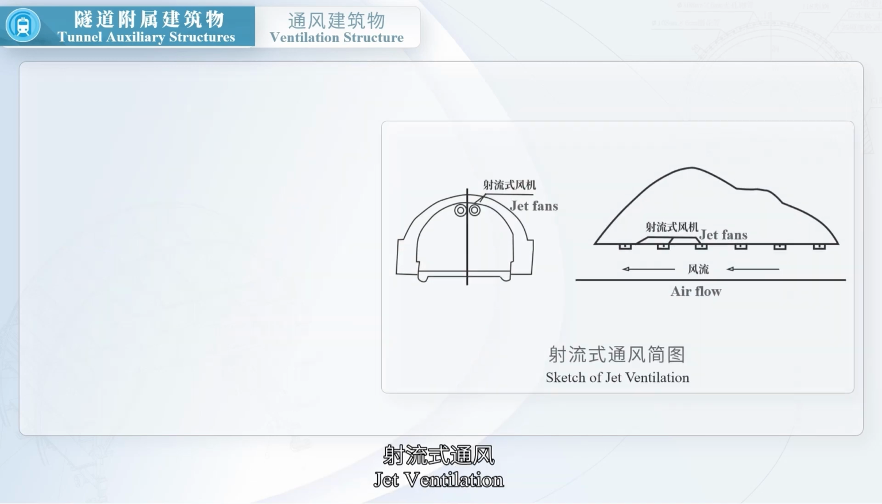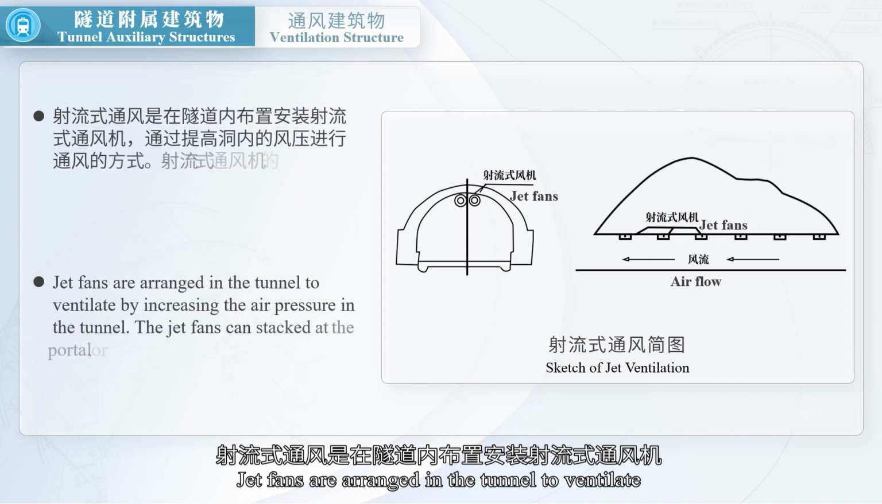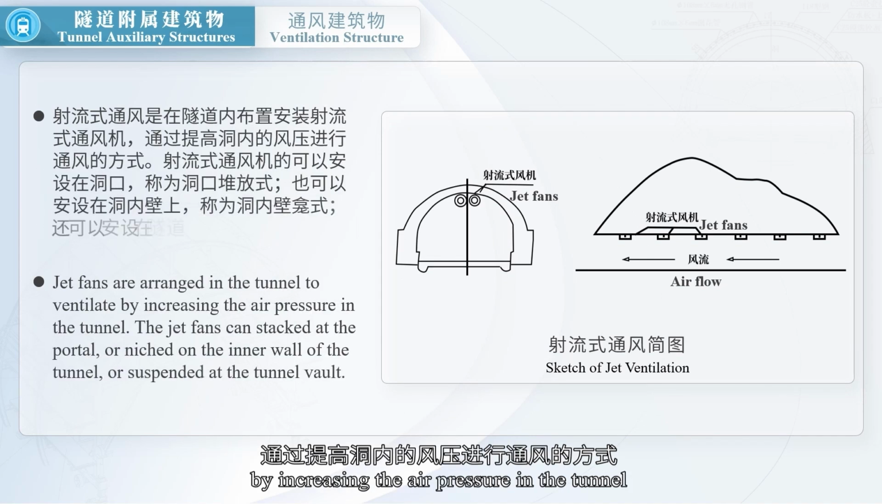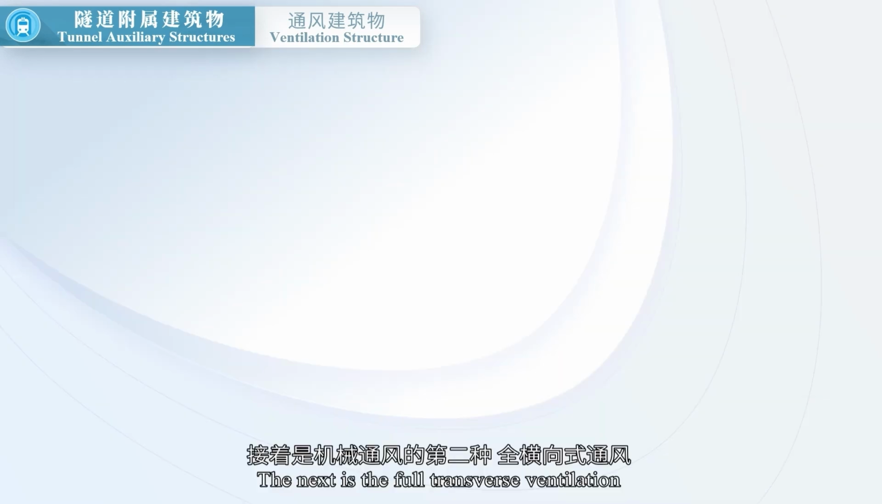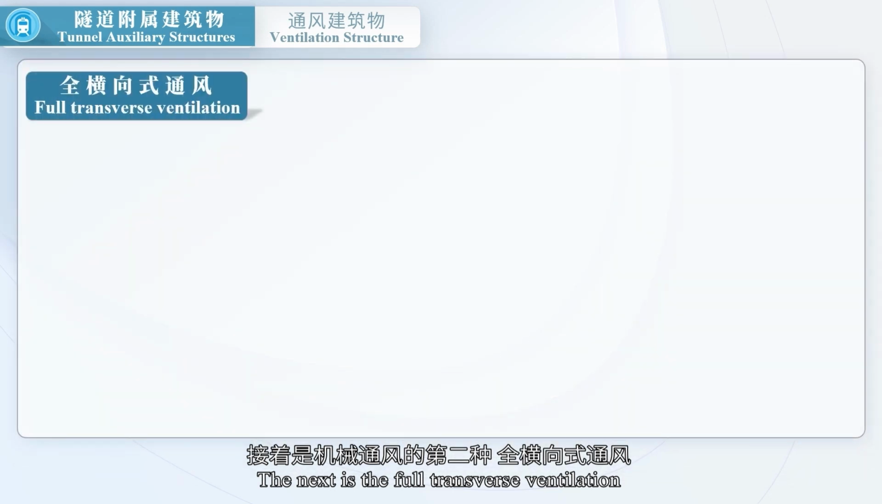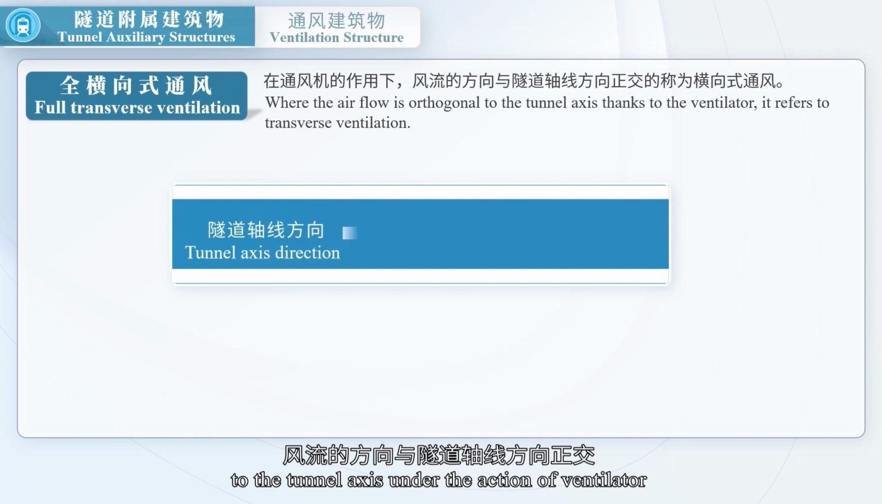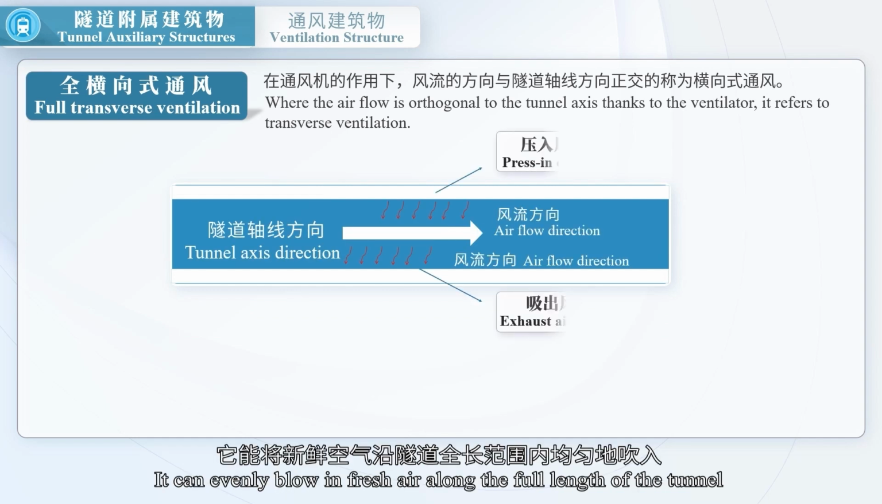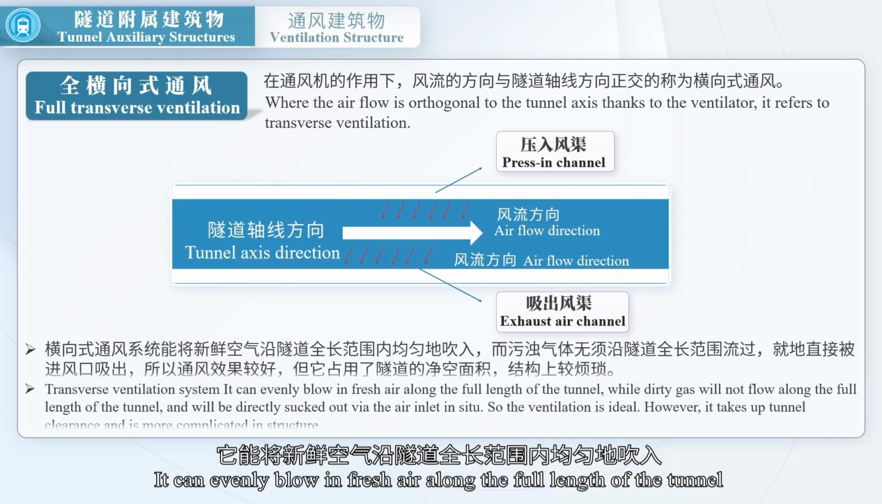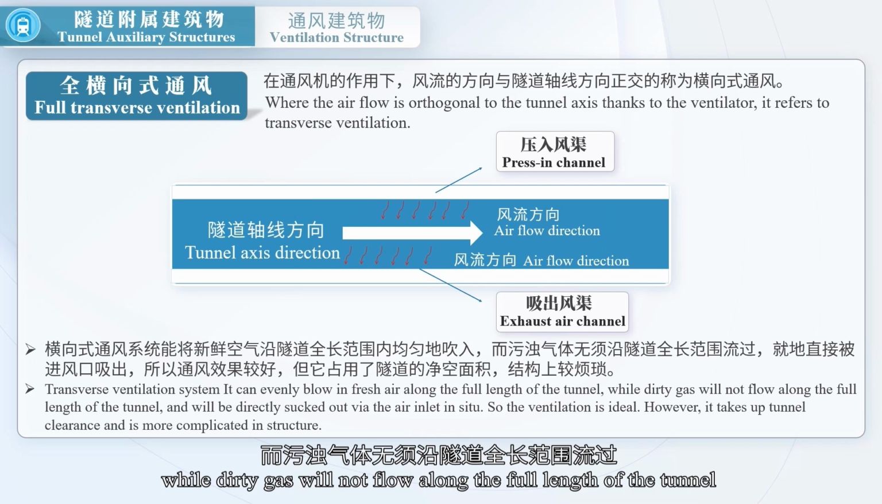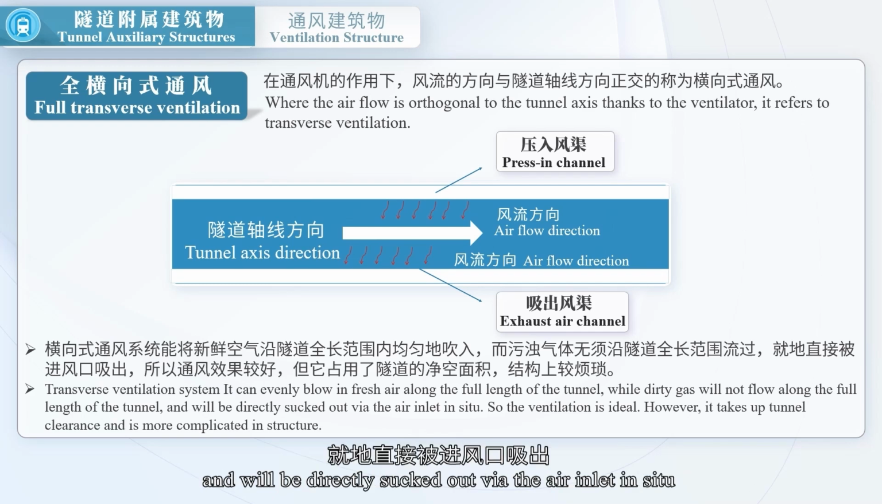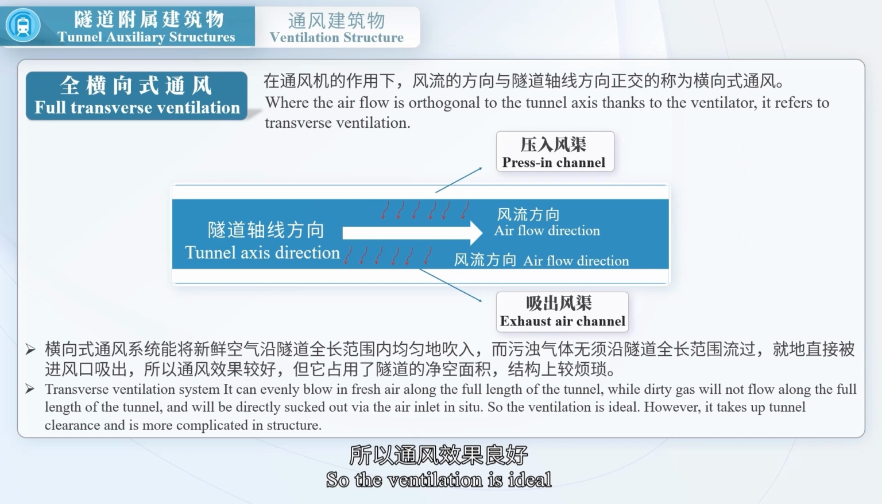Jet ventilation. Jet fans are arranged in the tunnel to ventilate by increasing the air pressure in the tunnel. The next is the full transverse ventilation. That is, airflow is orthogonal to the tunnel axis under the action of the ventilator. It can evenly blow in fresh air along the full length of the tunnel, while dirty gas will not flow along the full length of the tunnel and will be directly sucked out via the air inlet in situ. So the ventilation is ideal. However, it takes up tunnel clearance and is more complicated in structure.